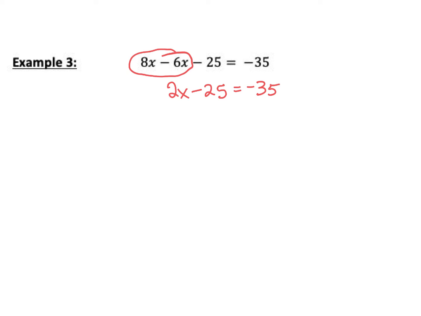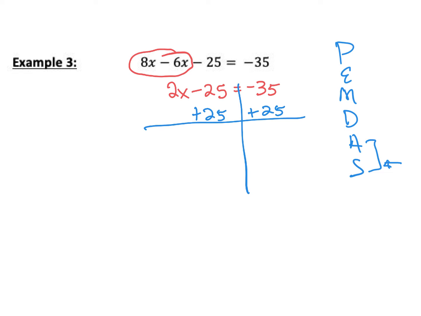Then from here, again, we're going to look at PEMDAS backwards. So we have a subtraction. The opposite of subtraction is addition. So we're going to add 25 to both sides of the equation. Then we have 2x, positive and negative 25. They cancel each other out.